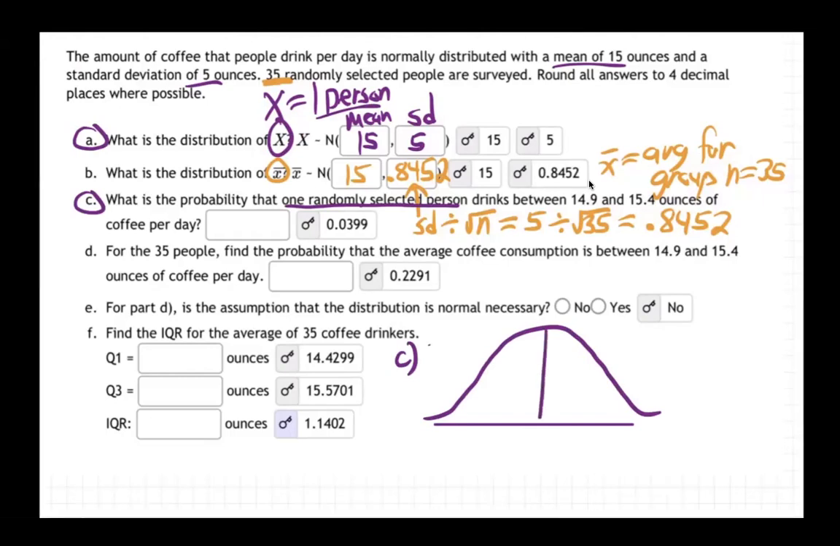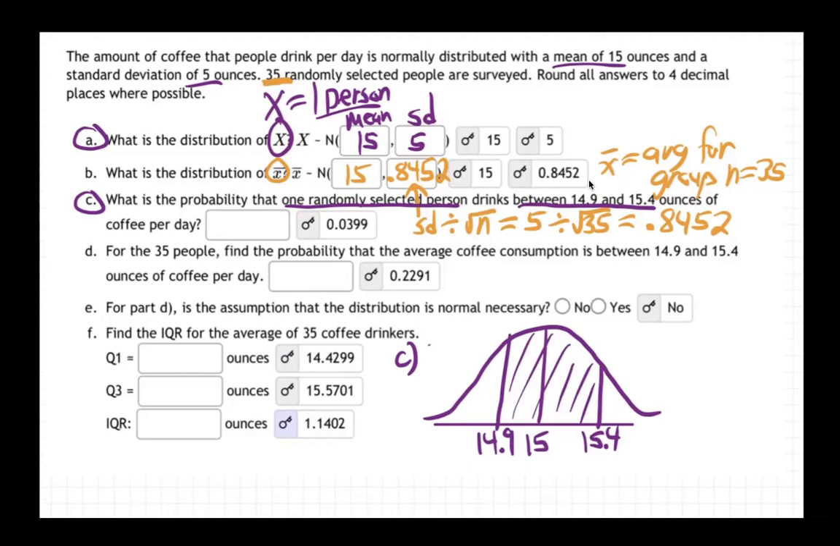Then you put the middle on there. What's the middle? The mean is 15. That's the average person drinks 15 ounces of coffee every day. And then they're saying between 14.9 and 15.4. So let's say 14.9 is right there, and 15.4 maybe is right there. So this section right there. It's probably tighter than that, but whatever.